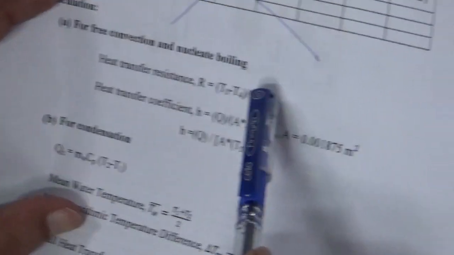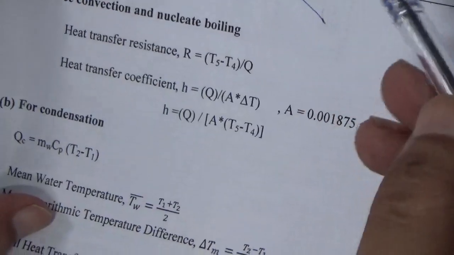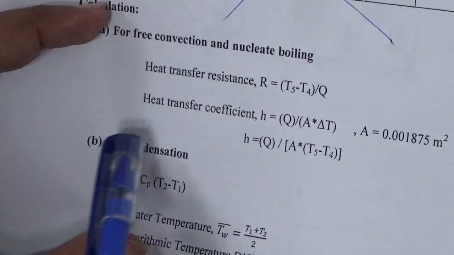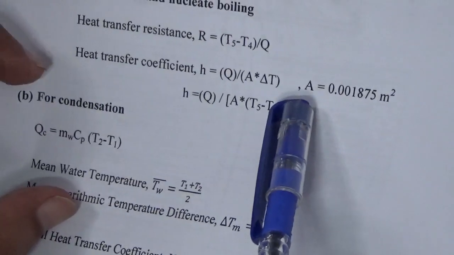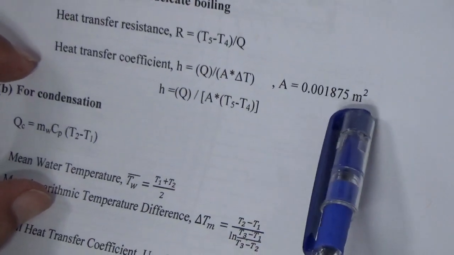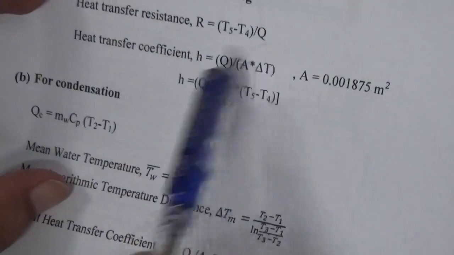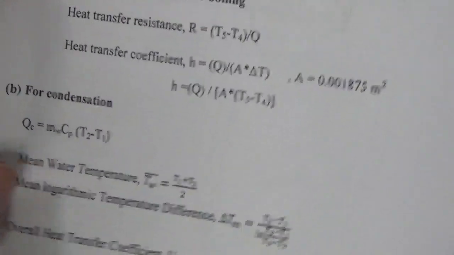Q is the heat input. T5 minus T4 is the temperature difference between the heater surface and the liquid. Heat transfer coefficient H is Q divided by A delta T, where A is the heater surface area, which is equal to 0.001875 square meter. With the help of this formula, we can find out the heat transfer coefficient of the surface.